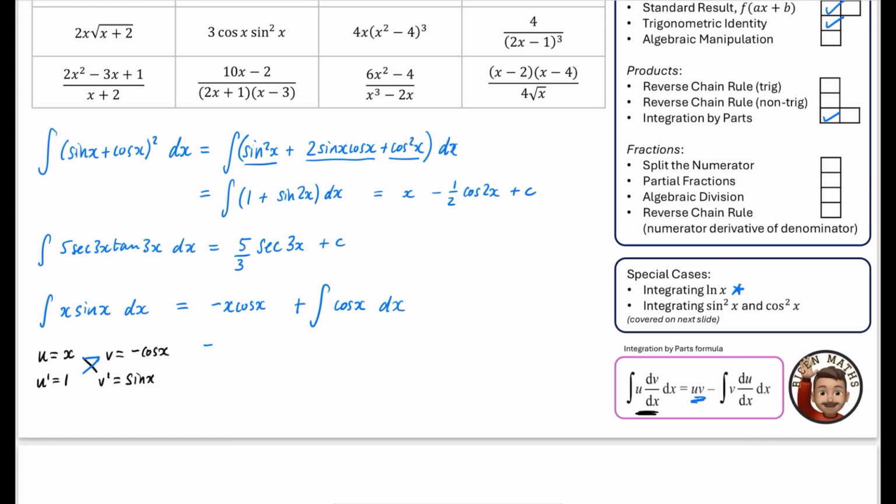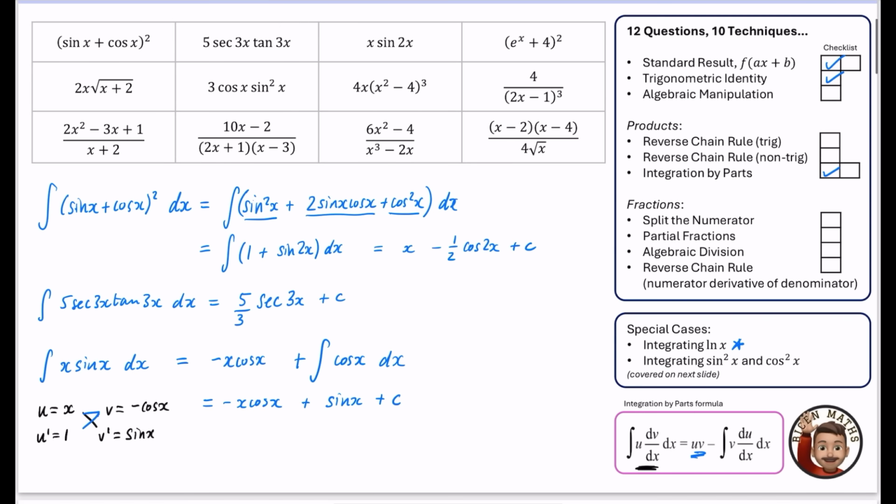So all that's left to do is actually finish off by integrating cos x, and the integral of cos x is sine x, and of course we get a plus c there for this question. If you wanted to, you could differentiate this and see that it does go back to x sine x. So we've ticked off that integration by parts.